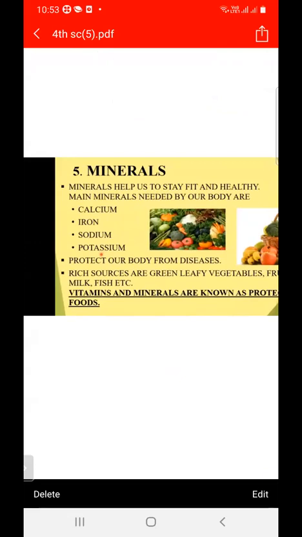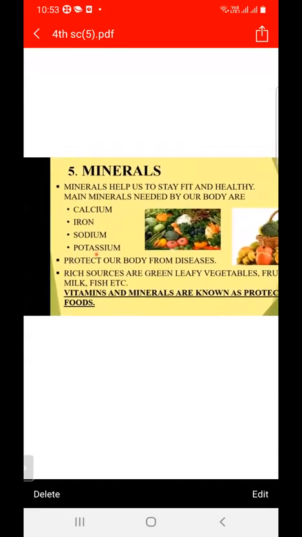And minerals, what are the different types of minerals? Calcium, iron, sodium, and potassium. So there are different kinds of minerals shown in the figure. And what are the minerals? Calcium, iron, sodium, and potassium are called minerals.